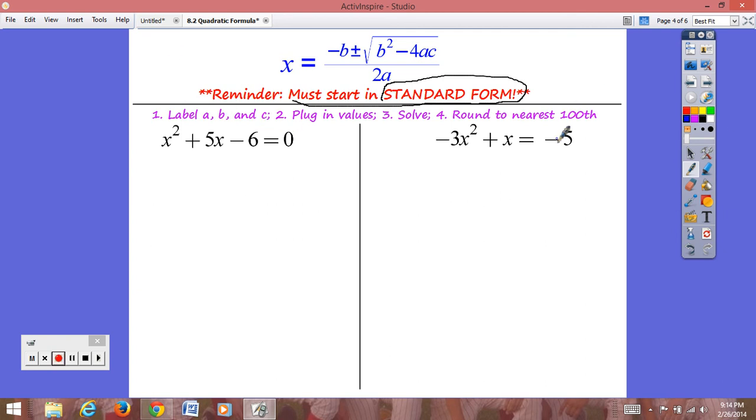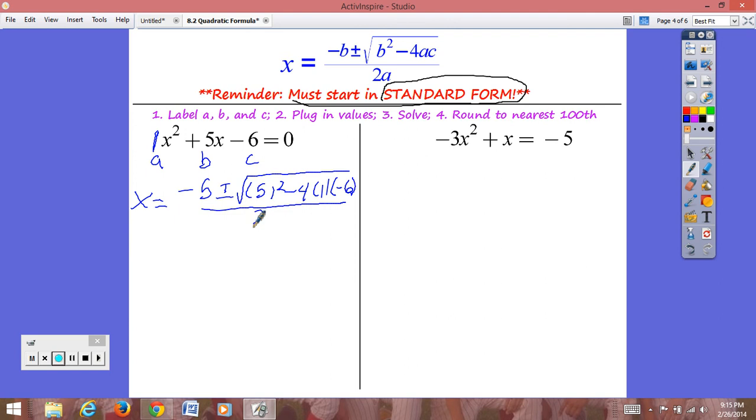So if we do that here, this x squared, if there's no number out in front of it, it's just a 1. That is our a. B is 5, and c is our negative 6. Once we have that, we plug in our values into our formula. So we have x equals negative 5 plus or minus the square root of 5 squared minus 4 times 1 times negative 6. And this is all over 2 times 1.